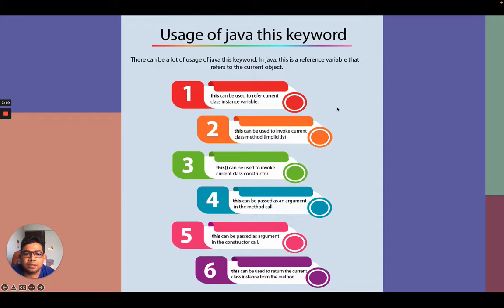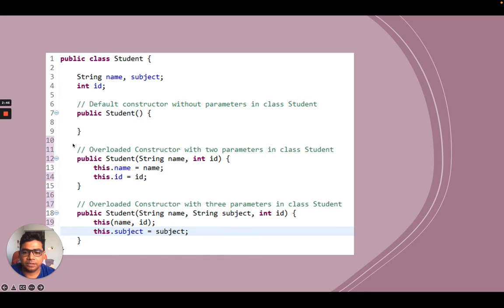So this can be used to refer to the current class instance variable. This can be used to invoke current class methods as well. This can be used to invoke the current class constructor. This can be passed as an argument in the method call. This can be passed as an argument in the constructor call as well. And this can be used to return the current class instance from the method. So we have seen at least 6 different uses of it.